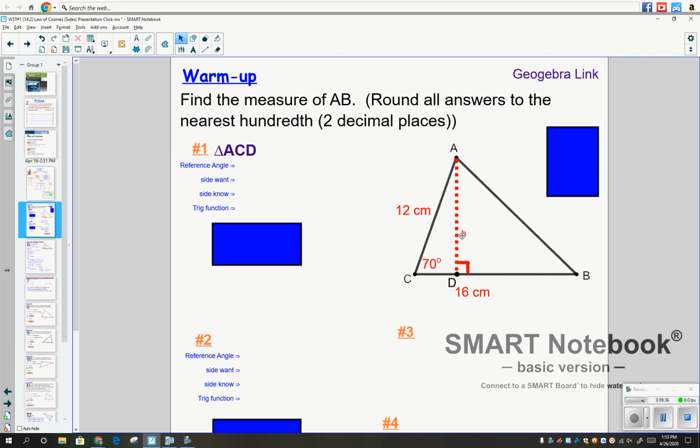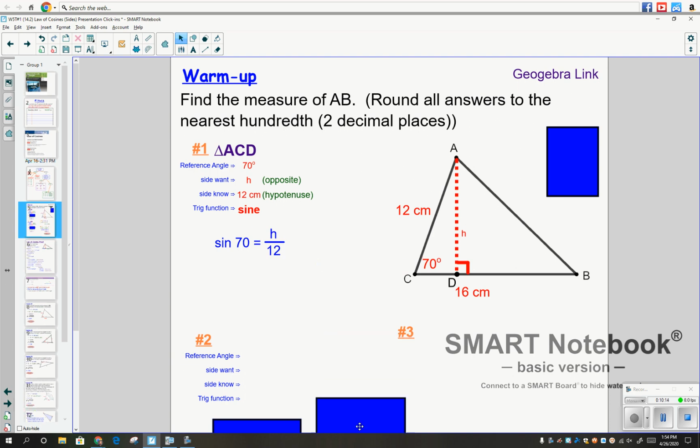I'm going to try to find the height. I want to find H. If my reference angle is 70, I want to find H. That side is opposite of 70. I do know the measure of AC, which is 12, which is the hypotenuse in triangle ACD. Which trig function uses opposite and hypotenuse? Yeah, sine does. So I can write a ratio, write an equation. Sine of the reference angle, sine of 70, equals h over 12.